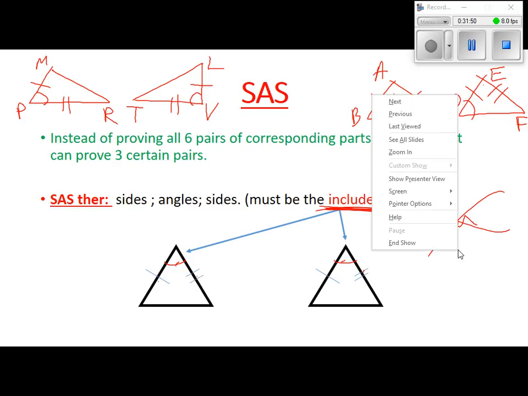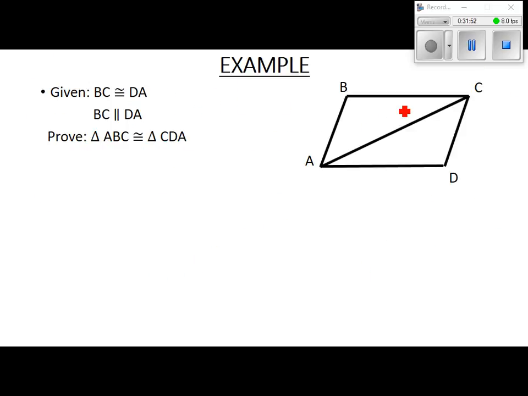All right? Go ahead, copy this down, draw this picture. Sorry, I forgot my segment symbols up here, but you need to put them in. Give you a second to do that. Then you're going to write this down.